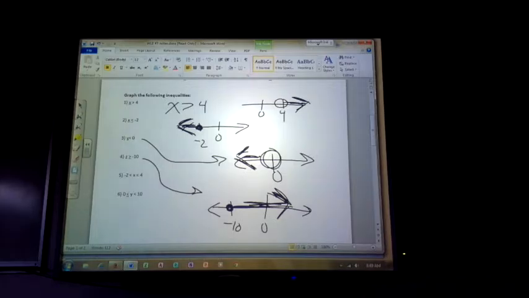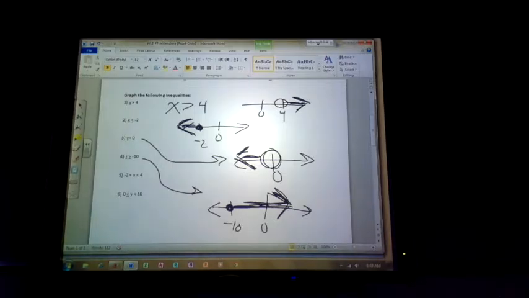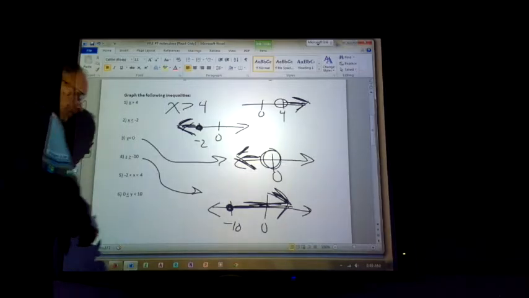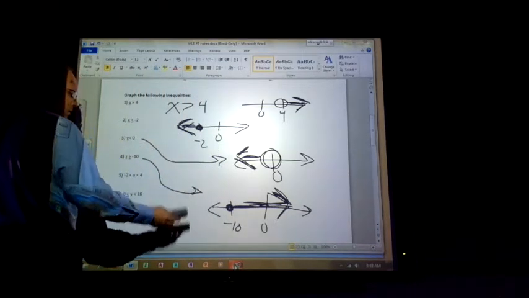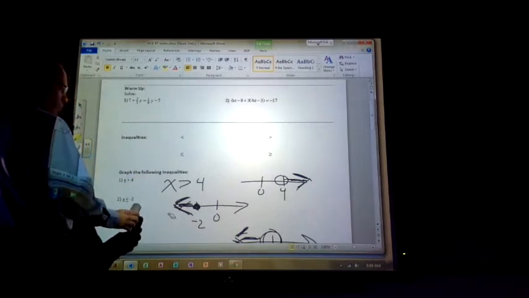All right, can I clear this? Because number 5 and number 6 are slightly different, but I think we can figure them out. Yeah. Can I erase? All right, here we go.